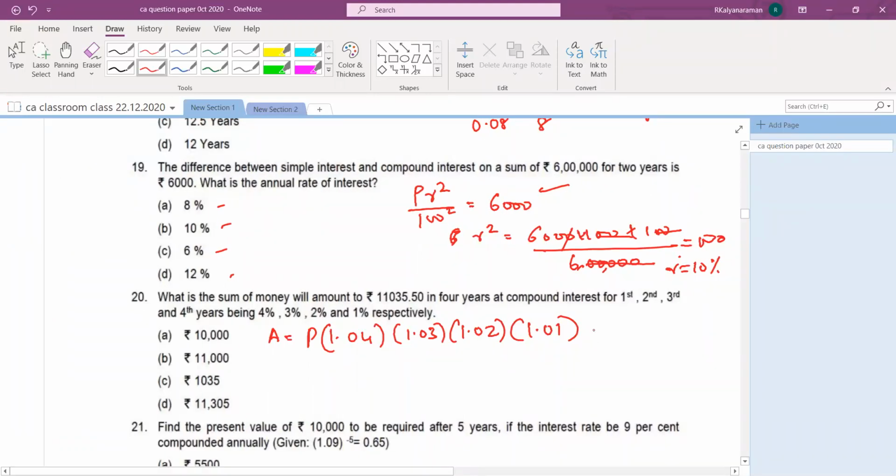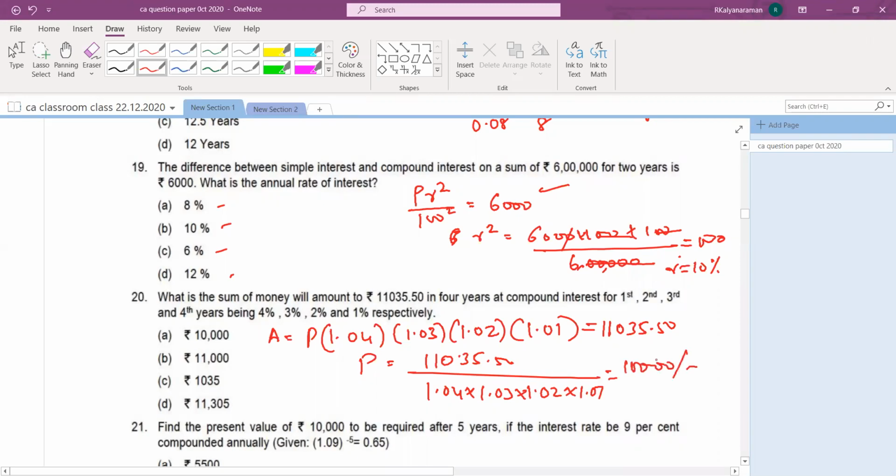Okay, this is equal to 11035.50. So P is equal to 11035.5 divided by 1.04 into 1.03 into 1.02 into 1.01. You can check around. I think the answer will come around 10,000, 9,999 something will come. If you can use the calculator, check.